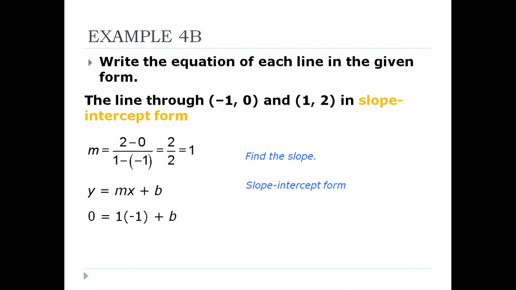Slope-intercept form. So we have 0 equals 1 times -1 plus b. All we've done here is to substitute in our first point into this equation so that we can find a value for b. We want to know what the y-intercept is. This 0 tells us this is the x-intercept. So b equals 1. My equation is y equals x plus 1.